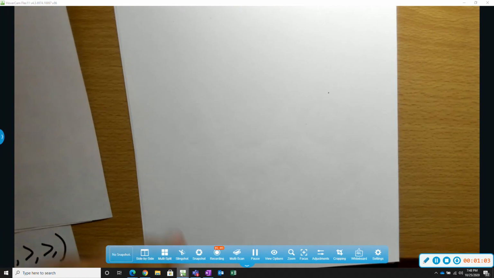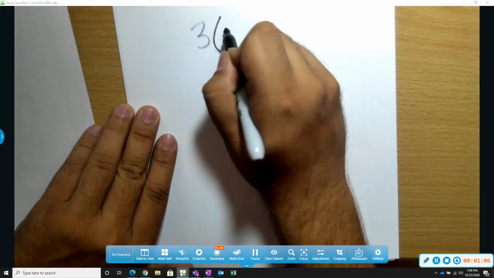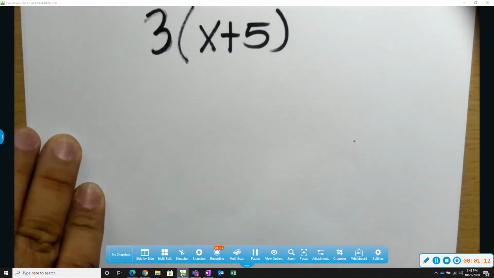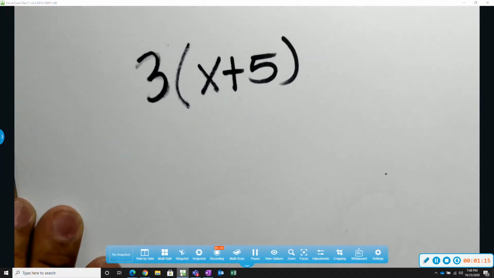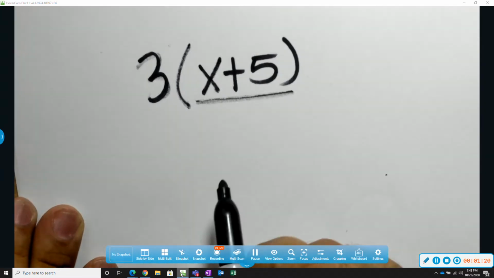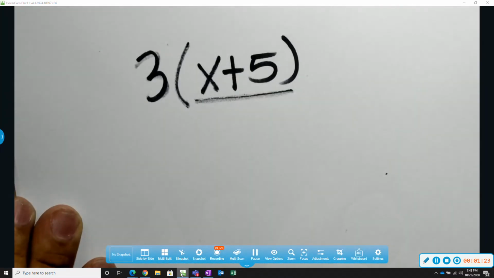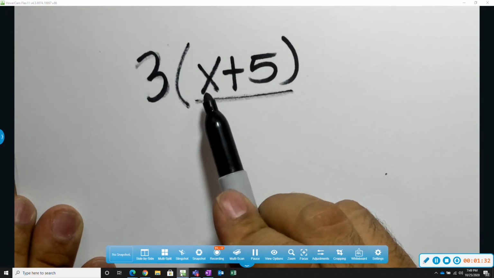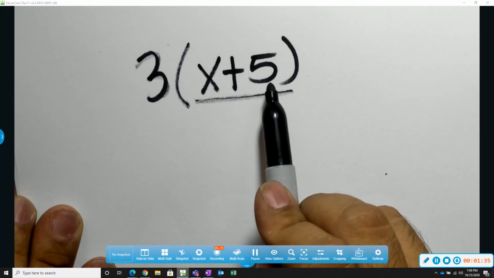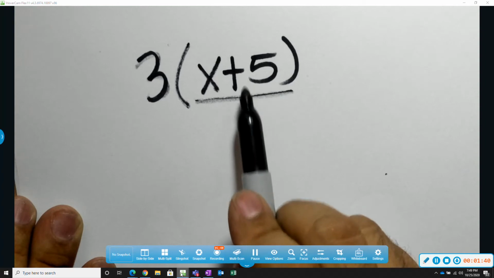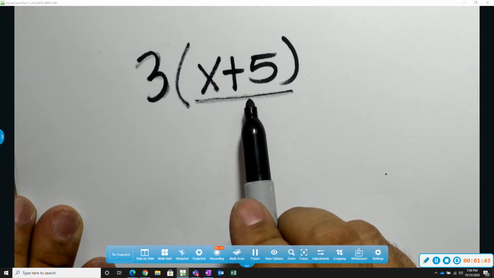Let's look at this example here, which is 3 parentheses x plus 5. Anytime I have a number on the outside of the parentheses, let me back up a second. The first thing we should do is see if we can simplify anything inside the parentheses, meaning combining like terms or doing any other operation we can to get everything as small as we can get it. Here we have what's called a variable, which is a letter. And then a number by itself is called a constant. If we have a variable and a constant separated by an addition or subtraction symbol, it is as simplified as it can get.